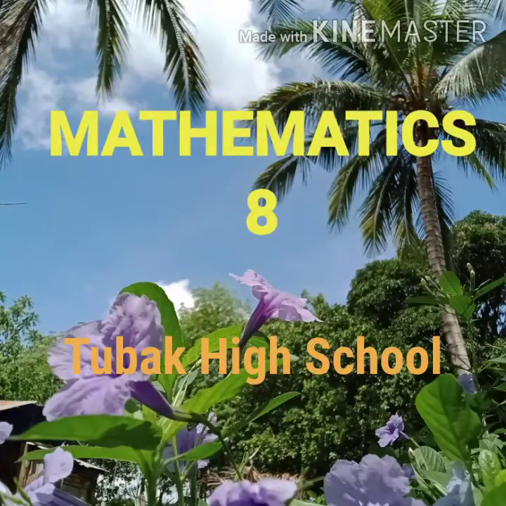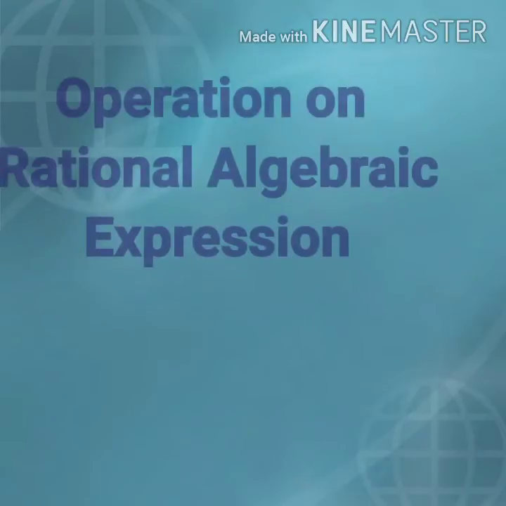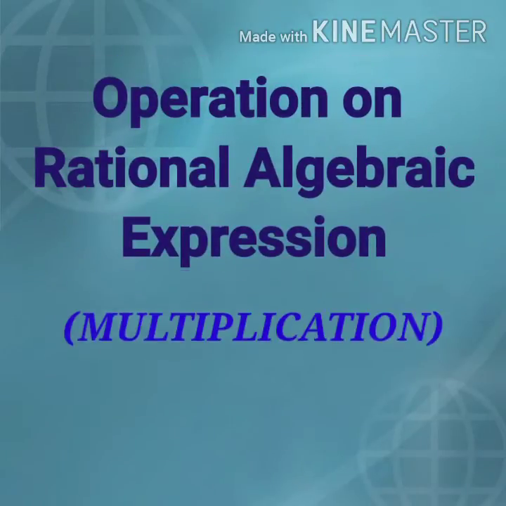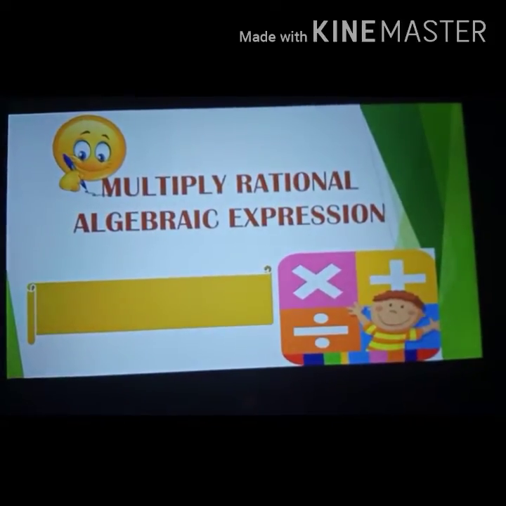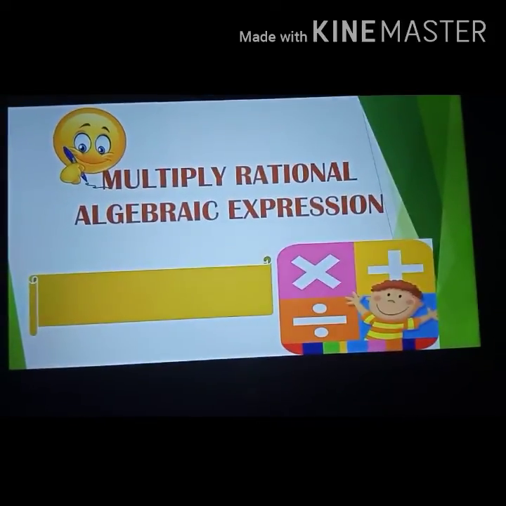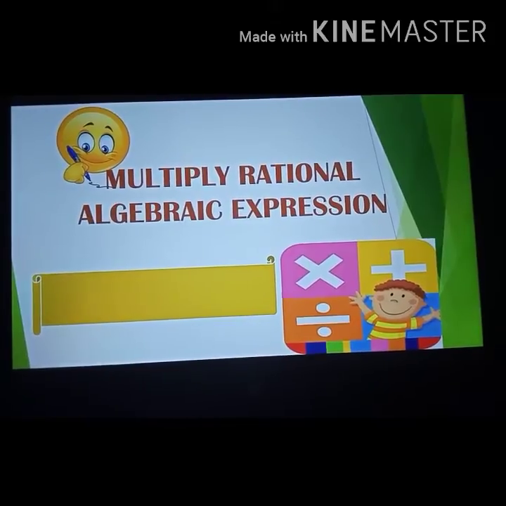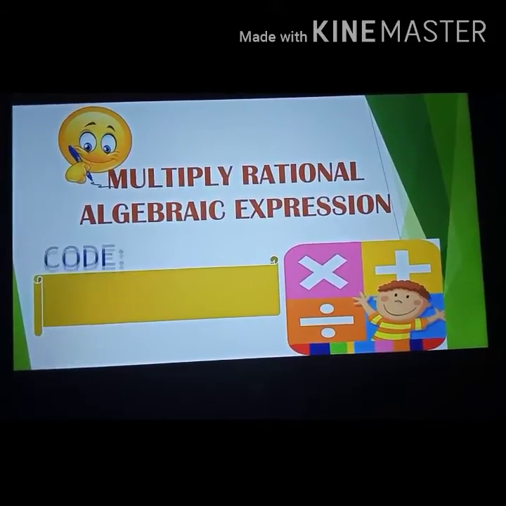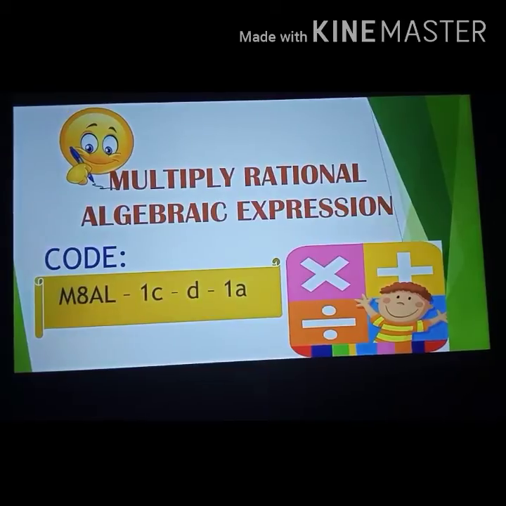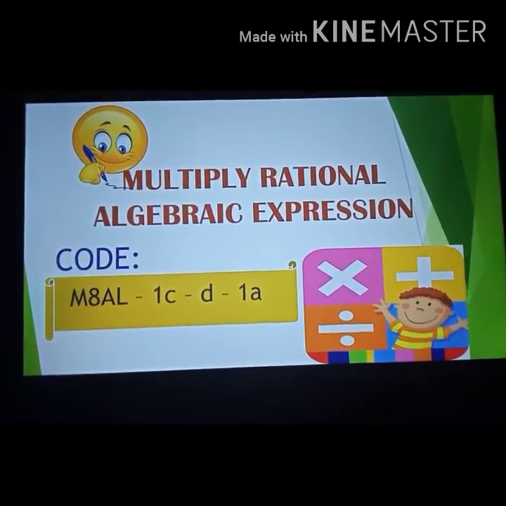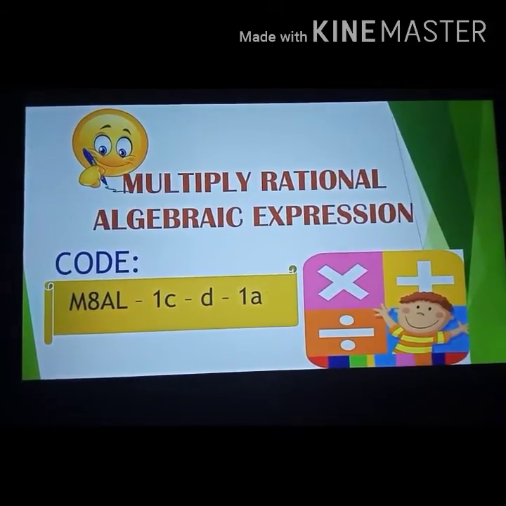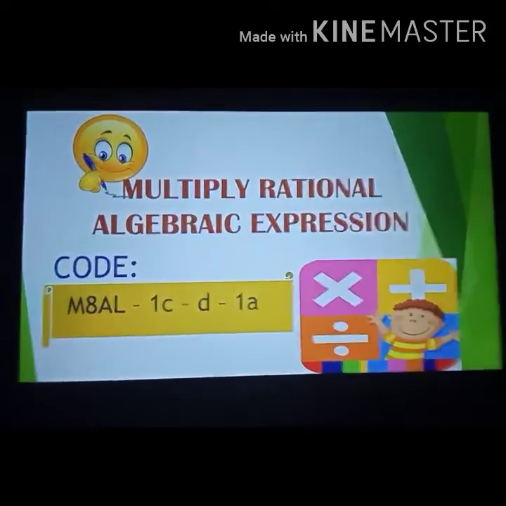Mathematics 8. Operation on rational algebraic expression. The multiplication. What we're going to discuss today is how to multiply a rational algebraic expression. So if you're going to look for the code, we have M8 all dash 1C dash D dash 1A.